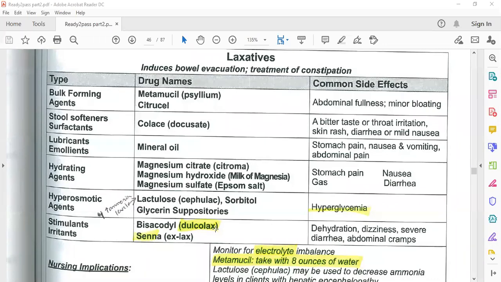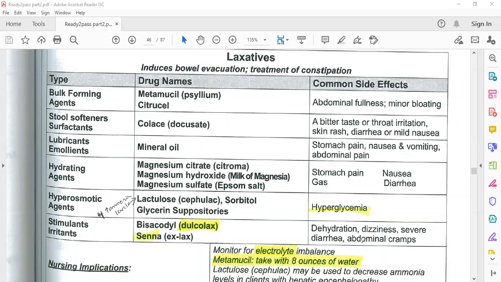The other laxative we use in the hospital is called bisacodyl. Okay, so bisacodyl is basically a stimulant laxative, right? They stimulate the peristalsis in the GIT. They sometimes cause dehydration or abdominal pain or cramping.